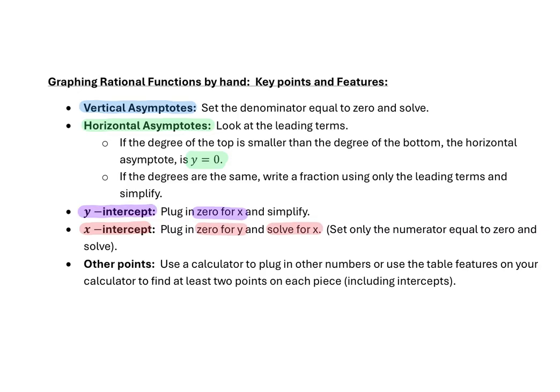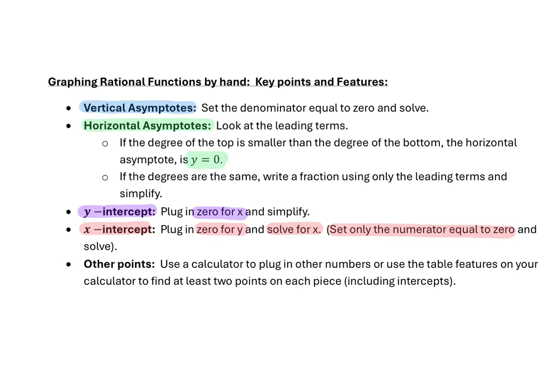Now, just so you know, this one's going to be a little bit different, and it's mostly just a shortcut. What we're going to do for our x-intercept is we can set the numerator equal to 0 and solve. In order for the rational function to be equal to 0, the numerator has to be 0. And so we really don't care about the denominator.